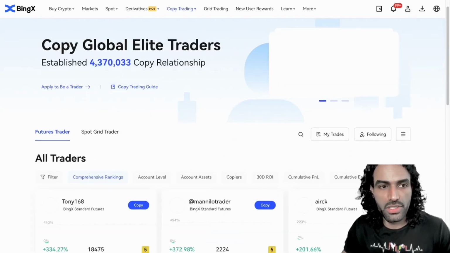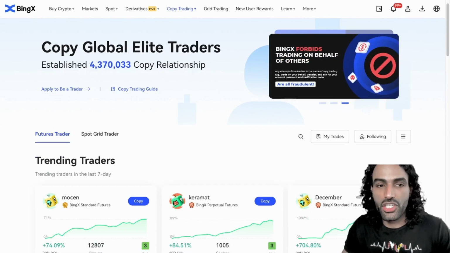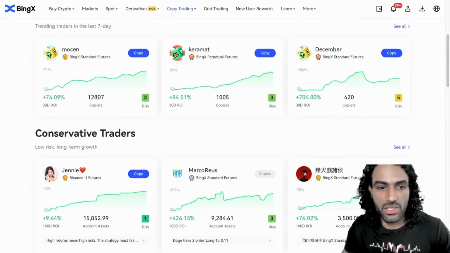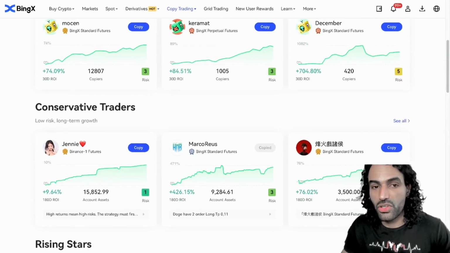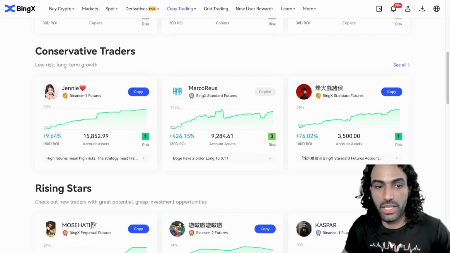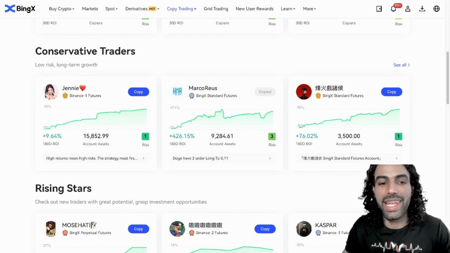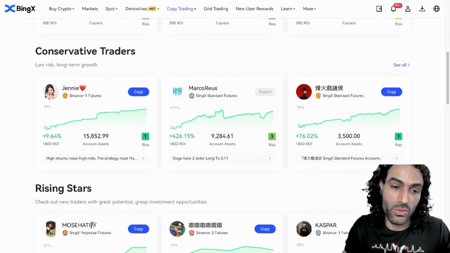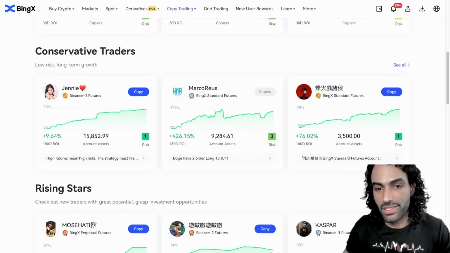If we go first to the copy trading section, we see many traders you can actually copy. The most important thing to know about copy trading is the risk levels. Here, 1 means less risk. You see here the ROI is just 9% because it's less risky.